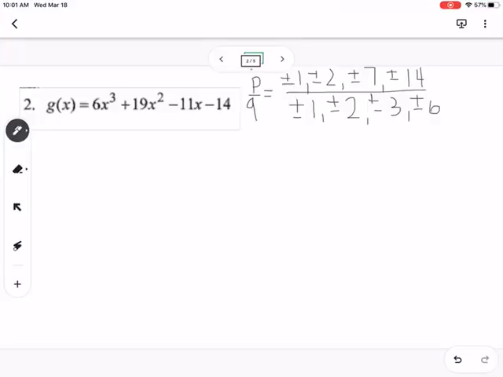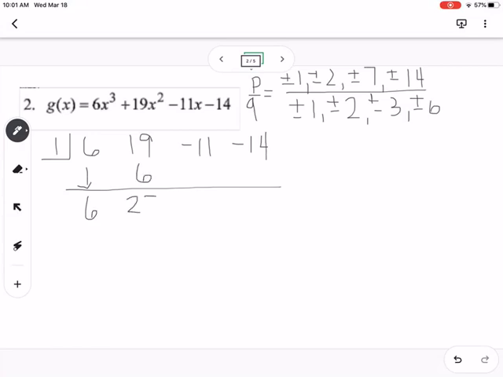Use the easiest root, so start with 1. It just makes the most sense. Our coefficients are 6, 19, negative 11, and negative 14. Bring down the 6. We get 6, we get 25, we get 14, and there's our 0. So this leaves us with 6x squared plus 25x plus 14.